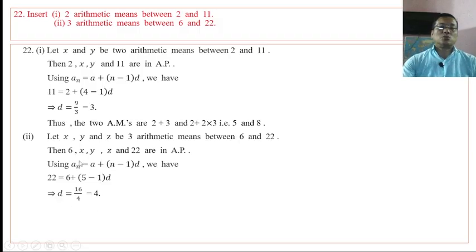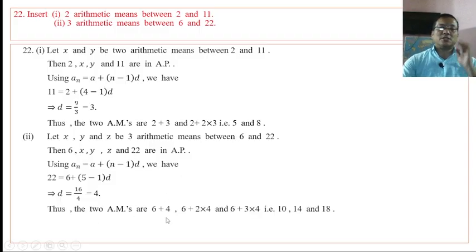Knowing the first term and d, the three AMs are first term plus d, that is 4 plus 6, plus 2 times the common difference plus 6, plus 3 times the common difference plus 6, that is 10, 14, 18.